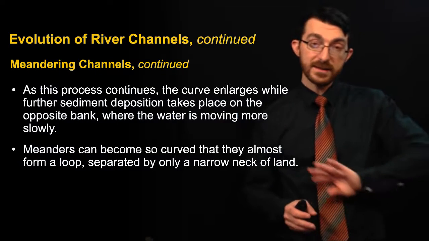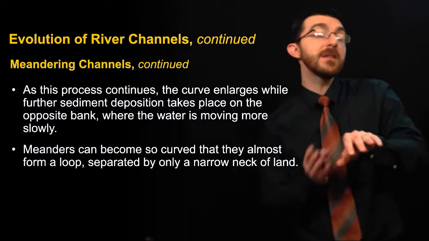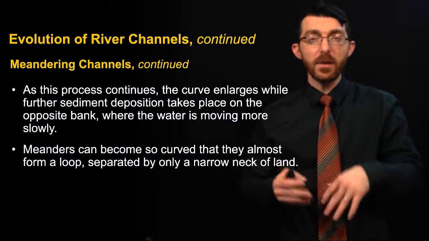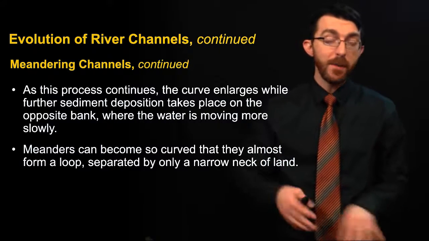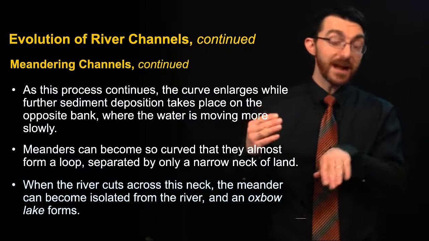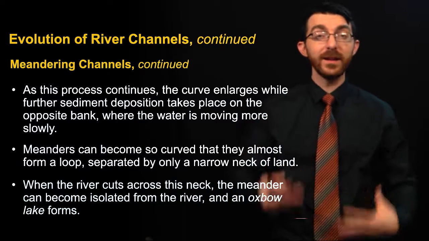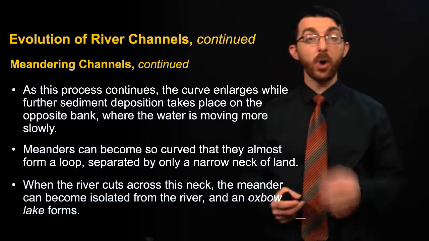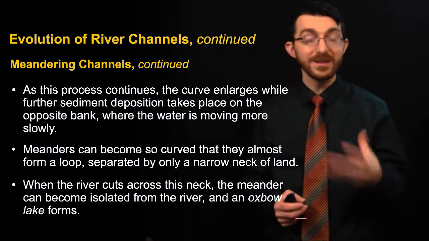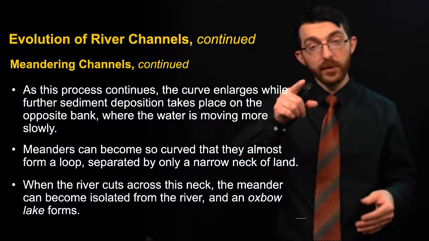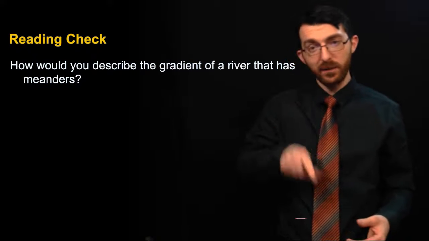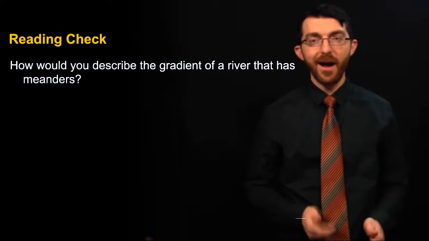So think about this. On the inside where it's slow, you've got a bar forming. On the outside where it's fast, you've got erosion happening at a higher rate. So basically the bend becomes more extreme because what's happening on the outside of the bend is eating away at the bank, and what's happening on the inside of the bend is adding to the bank. You get this really tight loop. And when the river cuts across the neck, the meander can become isolated from the river, and you get what's called an oxbow lake, just a curve of a river that has been cut off from the original stream, and now it's just this isolated little curve full of water. It's now a lake. It's called an oxbow lake.